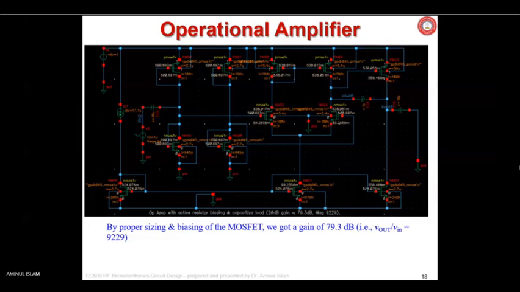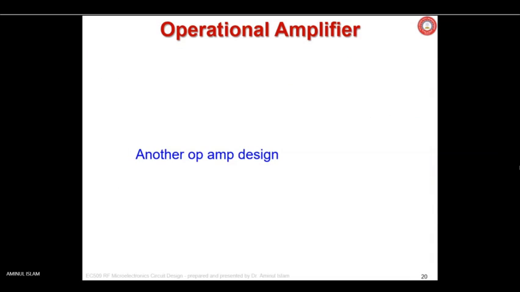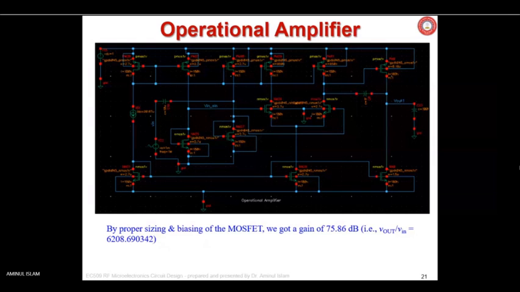By proper sizing and biasing of the MOSFET, we got a gain of 79.3 dB, which is going to be 9,229, as I said earlier also. This is the differential amplifier, and same thing here. Another op amp is here, the two-stage op amp. Here is the PMOS based CS amplifier, and its load or current sink here. The other part is the same.